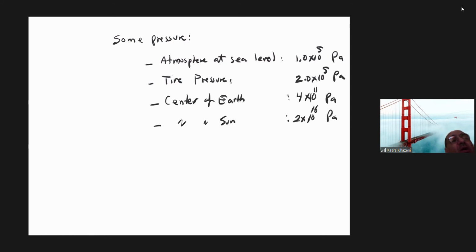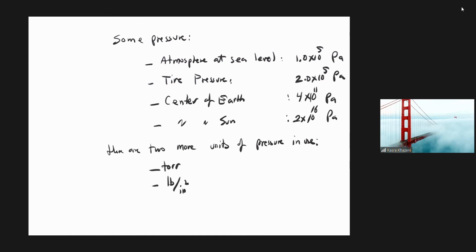Now there are a couple more units of pressure in use. Okay, there's torr and there's pounds per inch squared, which is what a tire pressure is usually measured. You know, when you go and put in 32 pounds per inch squared, that's the second one you're using to tune the pressure of your tire.